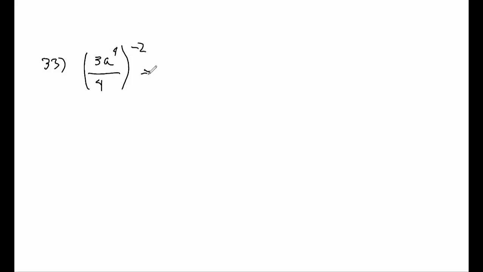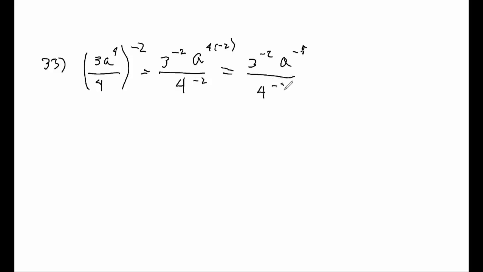Now, the first way I can do this is just multiply everything inside the bracket by negative 2. So I get 3 to the negative 2, a to the 4 times negative 2 because it's a power, and then I have 4 to the negative 2. And this is equal to 3 to the negative 2, a to the 4 times negative 2 is a to the negative 8, and then 4 to the negative 2.